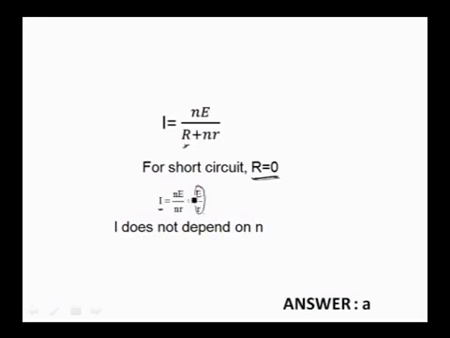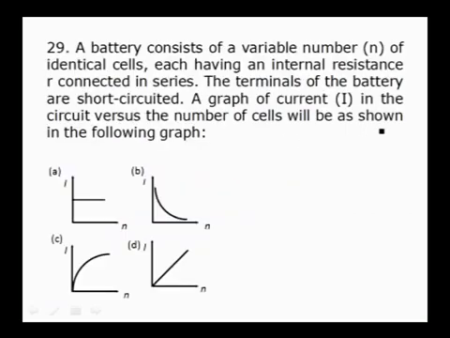It means that current does not depend on the number of batteries. Current does not depend on the value of N. So, therefore, we get a curve like this. If you plot current against the number of batteries like this, we get a straight line. Therefore, the correct option for this is B. Correct option is B.